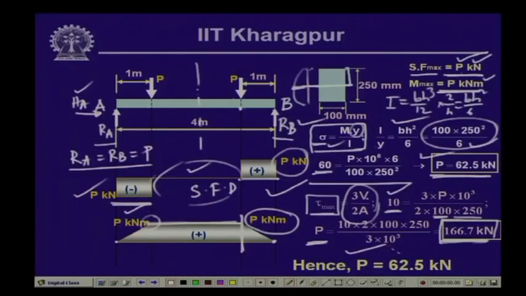So, we will have to use the lower value of P, so that both the stress criteria, bending stress and shearing stress, are satisfied and the member is safe against this loading. Hence, the value of P which should be used is equal to 62.5 kilonewton.